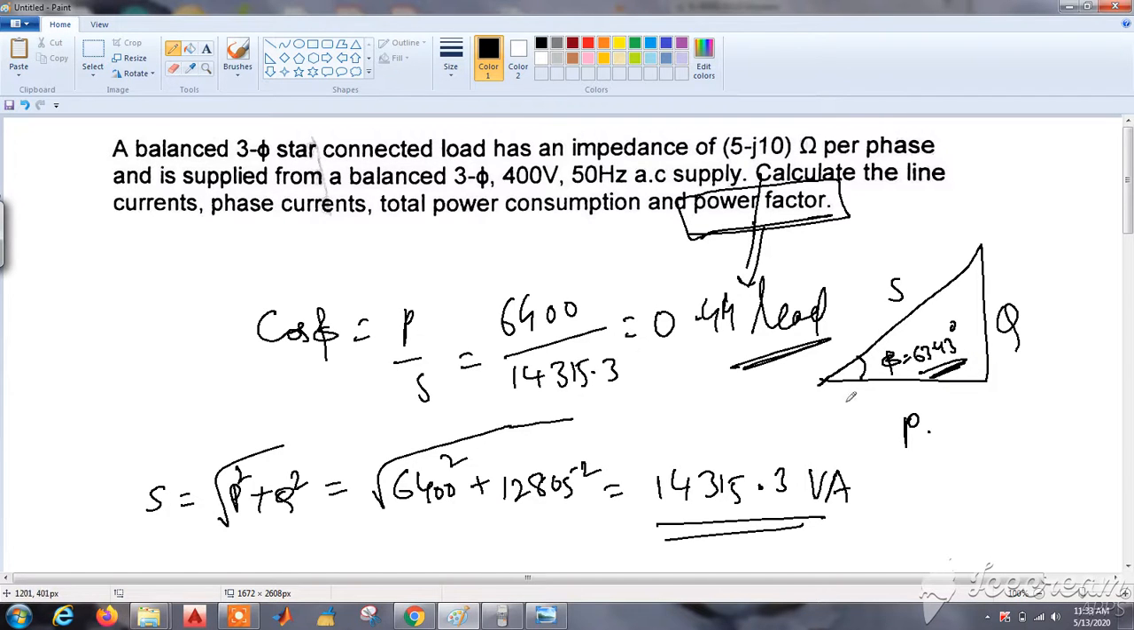Okay, so there are many methods to calculate total power consumption and power factor. Okay, so thank you.